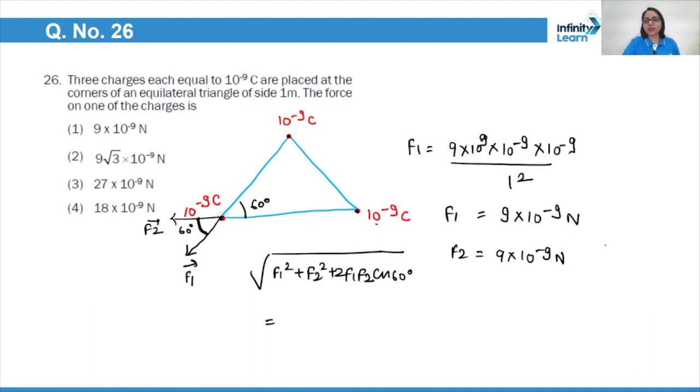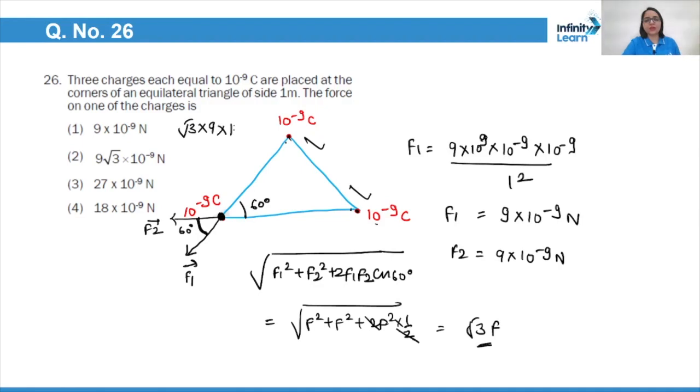So you can put F1 F2 is equal to F. So it is F square plus F square plus 2F square cos 60 degree, which is 1 by 2, cancel. So we have under root 3 F, right? So the resultant force on this charge due to the presence of these two charges, this one and this one, will be root 3 into 9 into 10 power minus 9 Newton, which is equal to option 2.